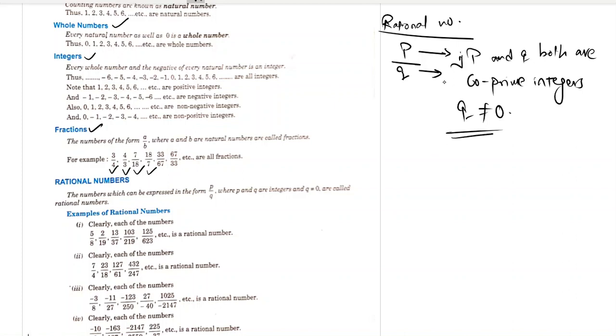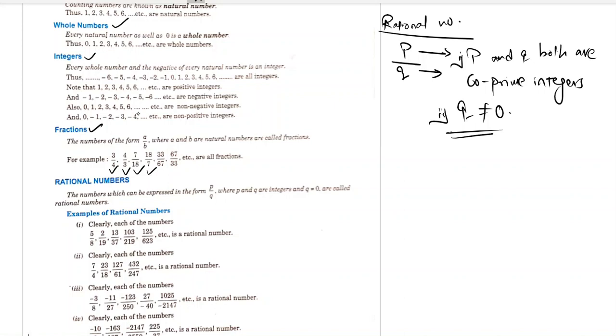The first condition is p and q should be co-prime integers. Co-prime means they should not have any common factor other than 1. They should be in the lowest form, right? And q should not be equal to 0. That's the second important condition. So all the numbers satisfying these two conditions are known as rational numbers.